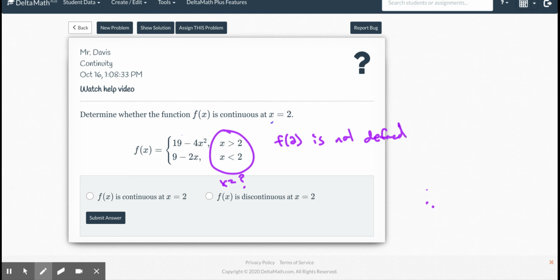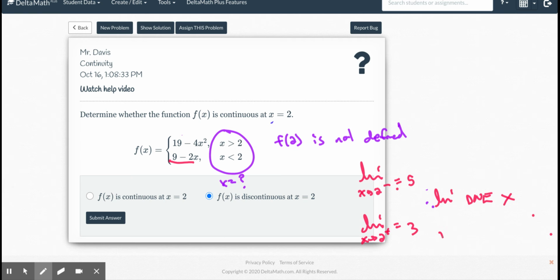Therefore, we know that this function is going to be discontinuous at 2 because it doesn't even give us a value for 2. If you wanted to, you could just, for the heck of it, find the limit values of this, but it would be good practice, I suppose. So if we went to 2 from the left, we would plug it into the bottom function. That would be 9 minus 4, which would be 5. And the limit as x goes to 2 from the right would be 19 minus 16. Yeah, so that would be 3. So these are actually not the same either. So the limit does not exist, so it fails that condition.